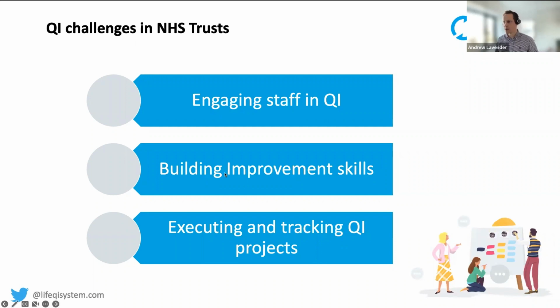The second one is around building improvement skills, so making QI accessible for staff and also achievable in terms of their understanding, using basic tools and processes and so on. And then the third piece, which is really important, is being able to execute and track improvement work at scale across your trust or other organisations. So really managing that process, and obviously there are governance steps that need to come into that. As we go through the demo today, we'll have a look at how LifeQI helps trusts to address these different challenges that we've identified.